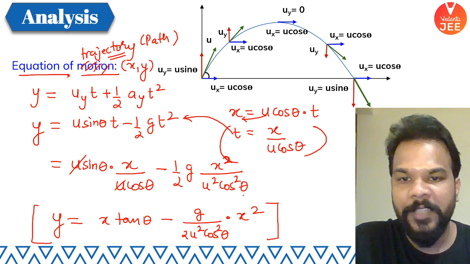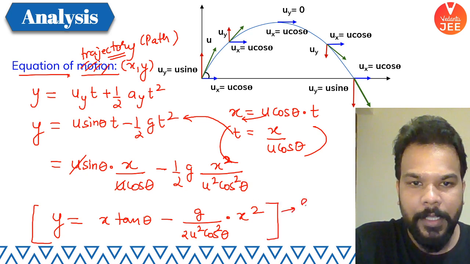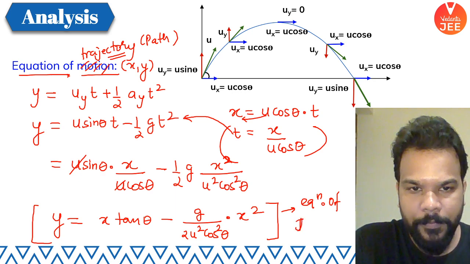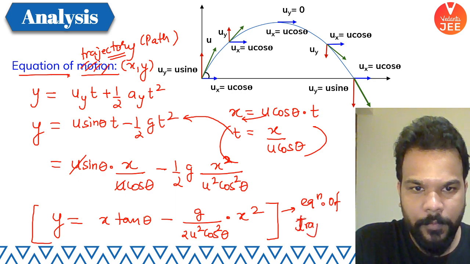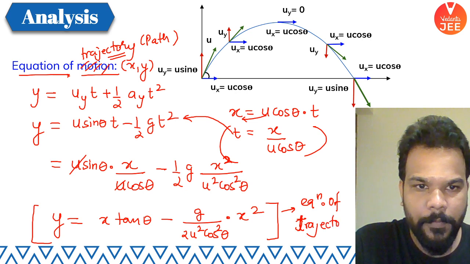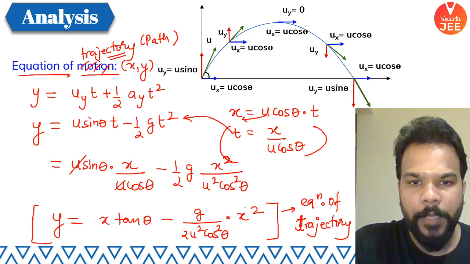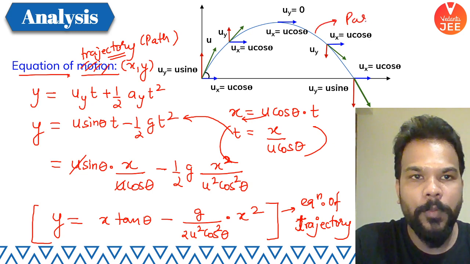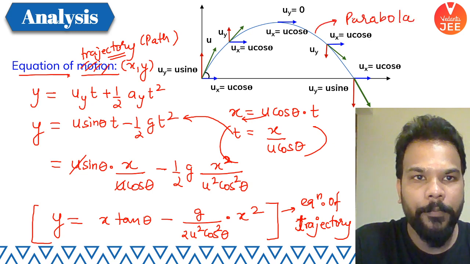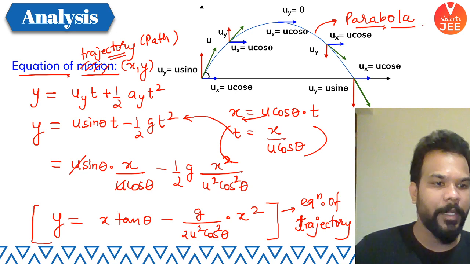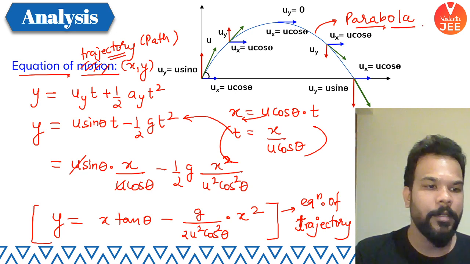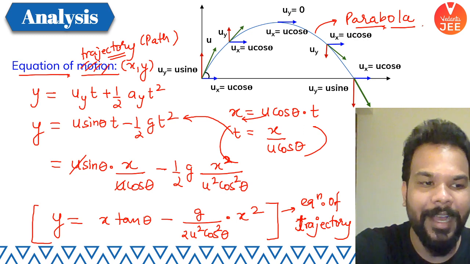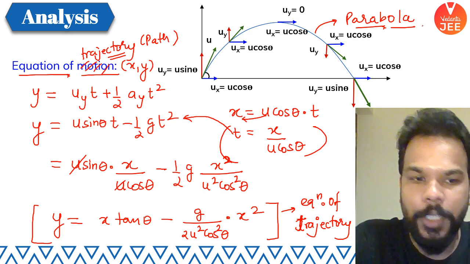What exactly you are experiencing right now, my dear friends, is the equation of trajectory. Because y is proportional to x square, the trajectory comes out to be a parabola. So what you are getting is basically the equation of trajectory, how x and y are related to each other.